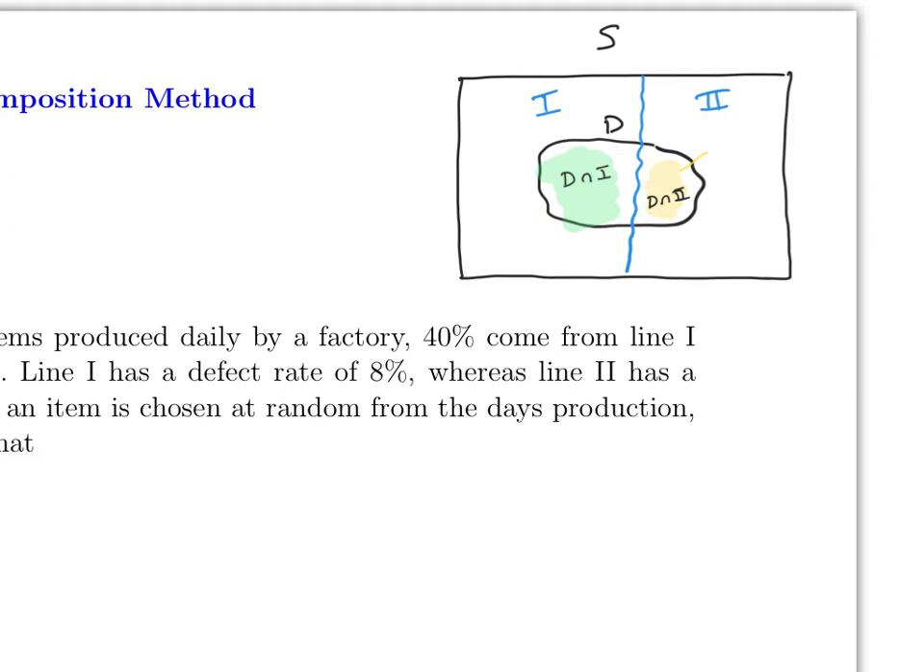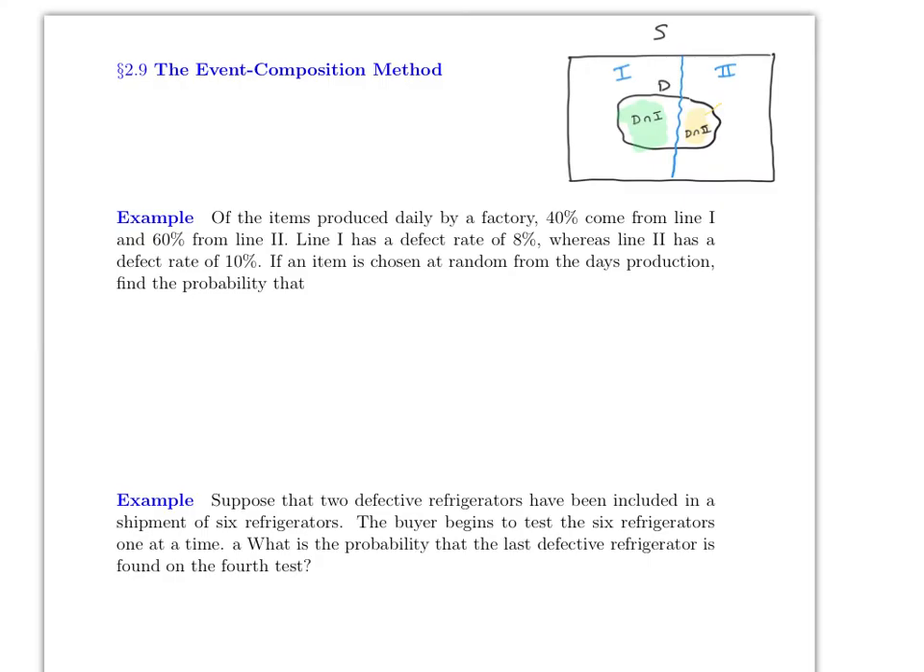Now, it is very important to know that this part has to be mutually exclusive of this part. So if we look to the next problem from this point of view, you will see that it will be pretty easy to solve. So in this problem, the question says the items produced daily by a factory, 40% come from factory 1, which will be from here, and 60% will come from the other factory.